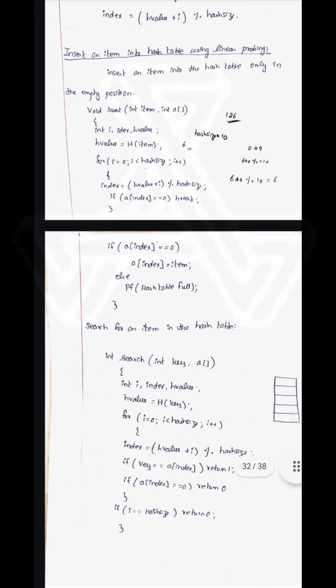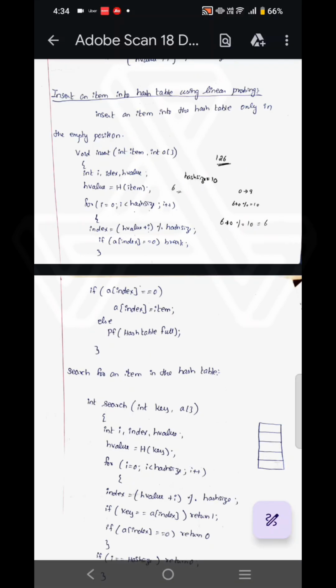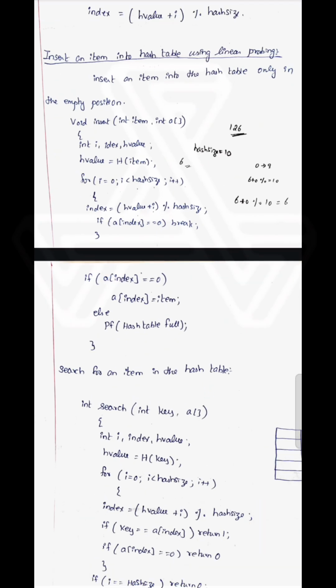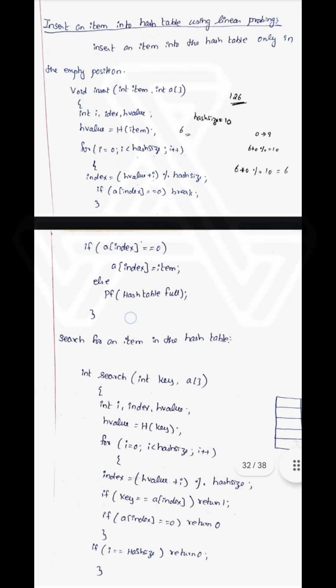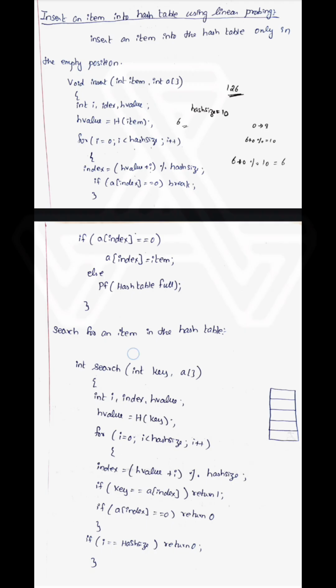Insert an item into the hash table using linear probing. Insert an item into the hash table only in the empty position. Void insert(int item, int a[], int i, int index, int h value) with h value equals h of item. For i equals 0; i is less than hash size; i plus plus, index equals (h value plus i) modulo hash size. If a of index equals 0, break. If a of index equals 0, a of index equals item. Else, hash table full.